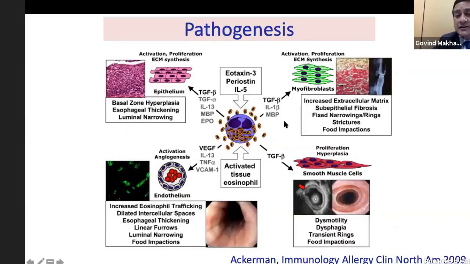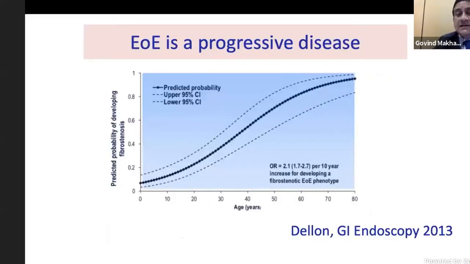If you know this cascade of events, if we don't remove the pathogenic factor, the disease will keep progressing. And therefore, eosinophilic esophagitis is a progressive disease. And with time, the disease will progress and ultimately lead to esophageal stricture in the majority of patients.